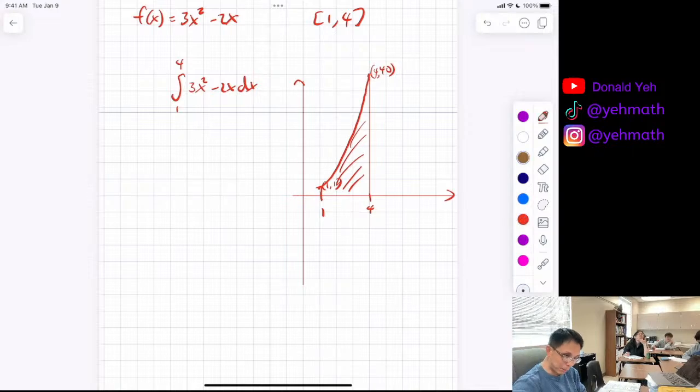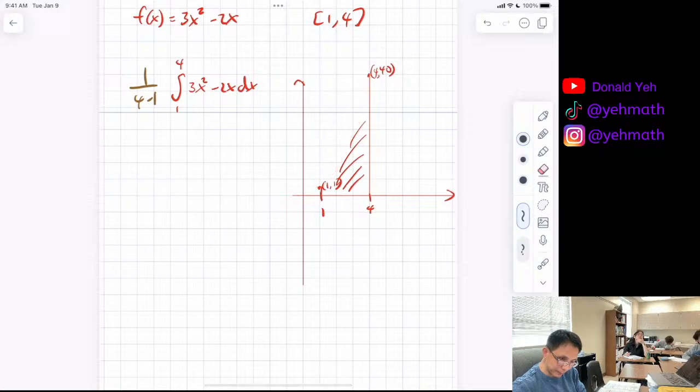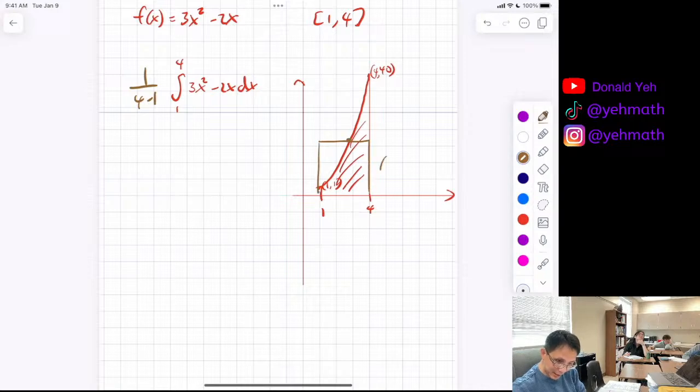Now I'm going to say there's a brown 1 over 4 minus 1. What's 1 over 4 minus 1? That means at some point here, I'm going to get the height here, and this height is 16. Why? Because you take the area divided by 3, that's equal to 16. The 16 is the average rate of change.